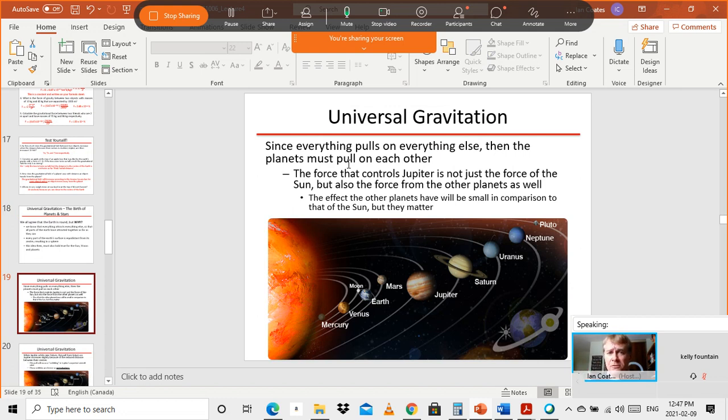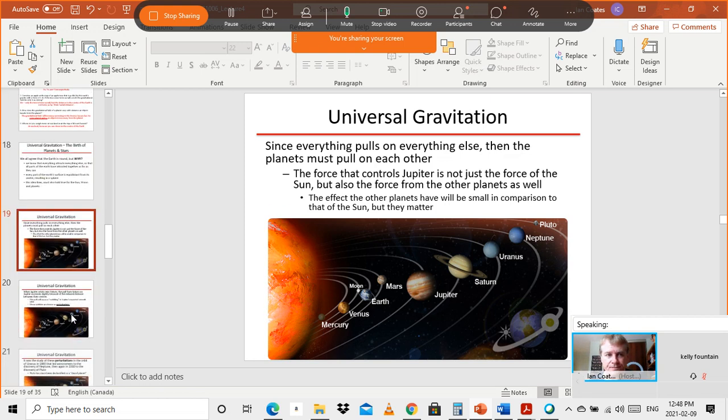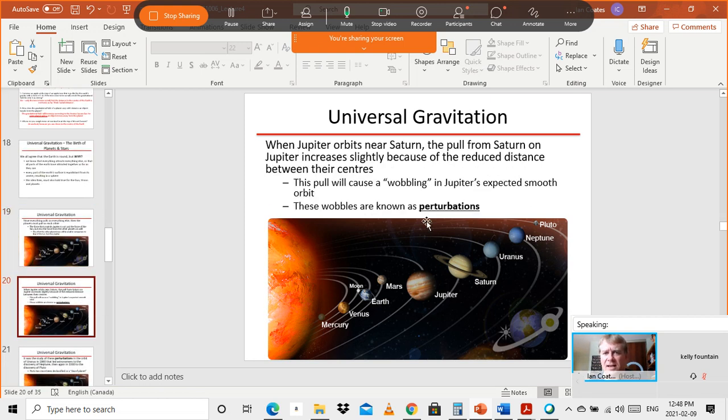And they do. Okay? The sun is the big boss here. But planets in their rotation can come in kind of close proximity to each other, and they create these little wobbles in each other, because they're exerting gravitational force on each other. And these wobbles are called perturbations.